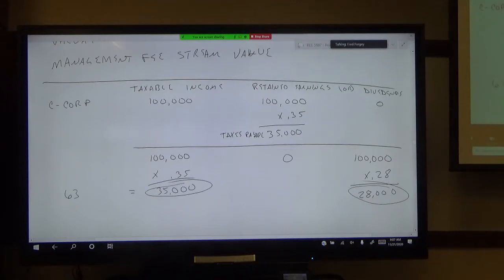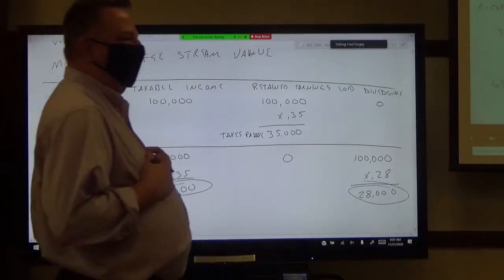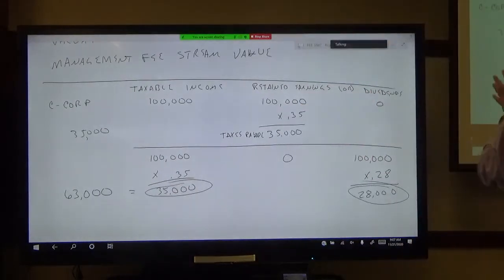63? Okay, so here the tax bill was 35,000. Here the total tax bill is 63,000. So if you were the corporation, given that particular scenario, that particular setup, what do you think you would probably choose to do?